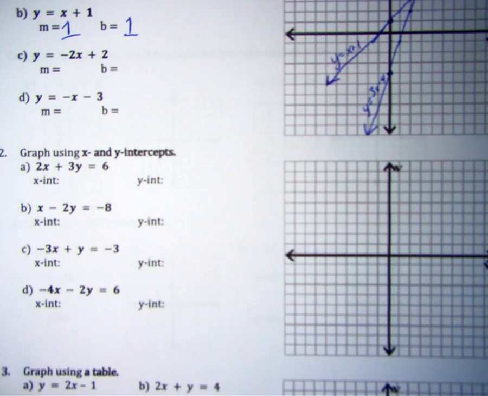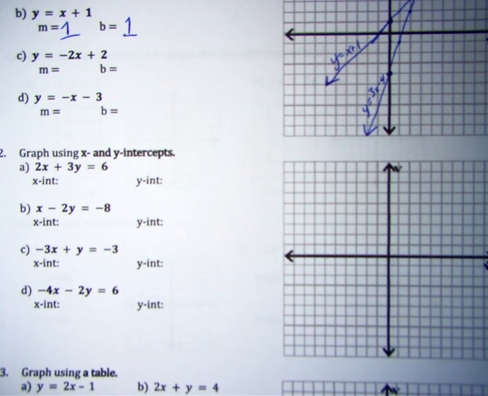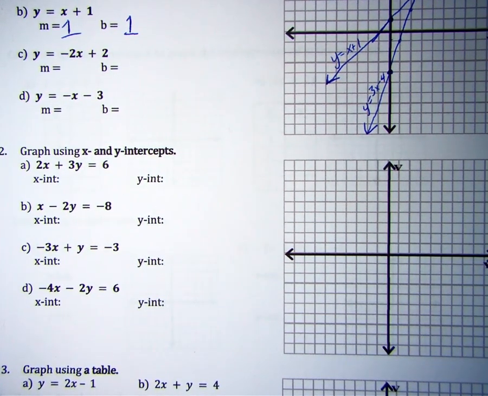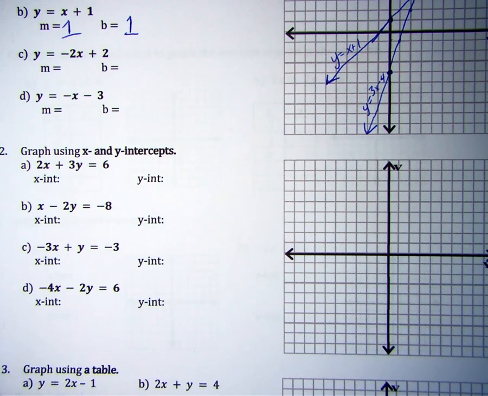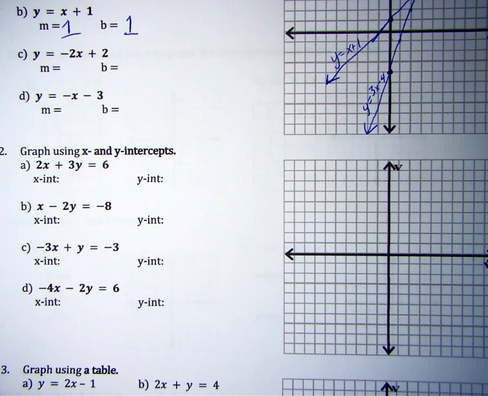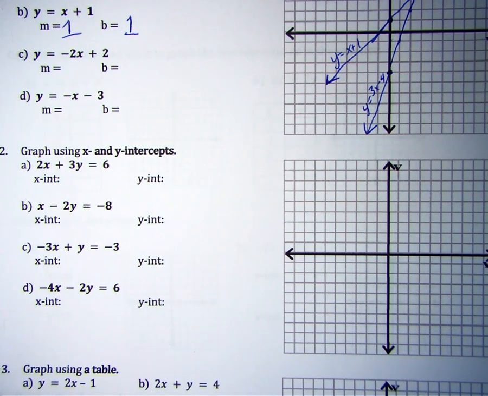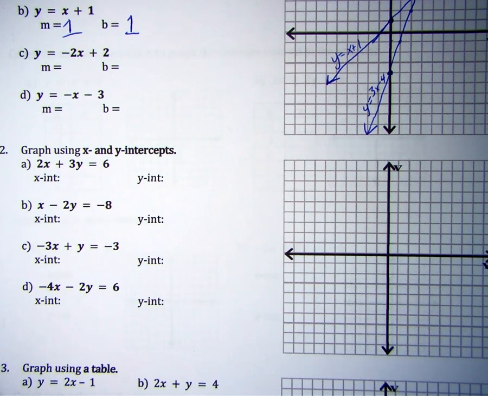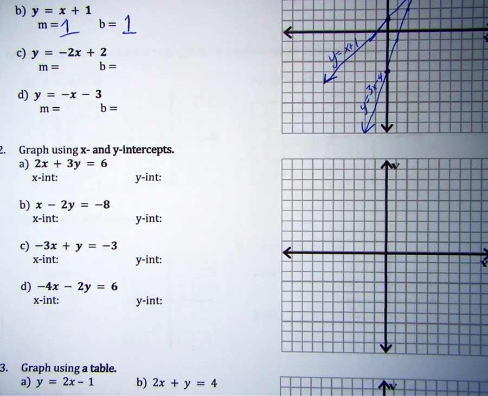Number 2, graph using the x and y intercepts. Now we've done quite a bit with x and y intercepts so far. And for the most part, we've identified intercepts on graphs. We talked a little bit today in our review on how we could start to think of using intercepts for being able to take our information to the graph. And so I'm going to cover that real quick in the video here.